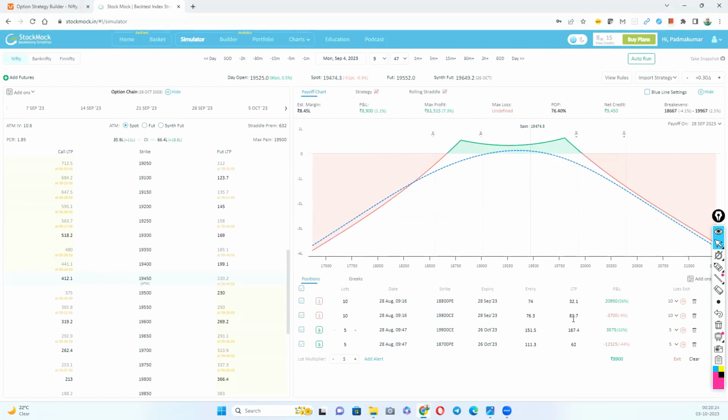We'll see if any sold option is coming close to 20 rupees. We'll have to observe this one. As of now, no. So still we have some decay. Then we'll move on.